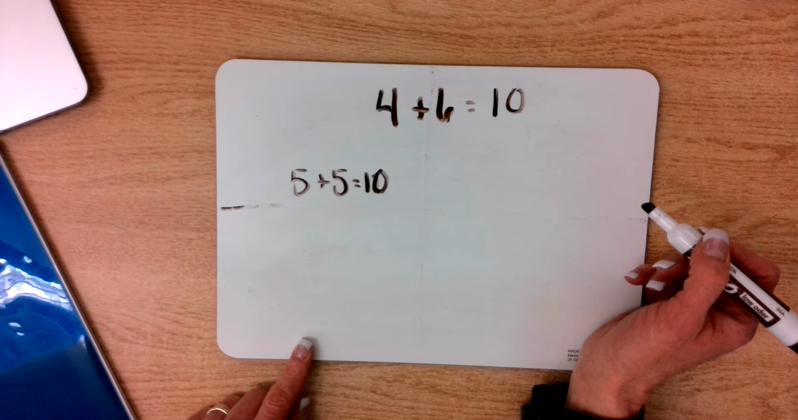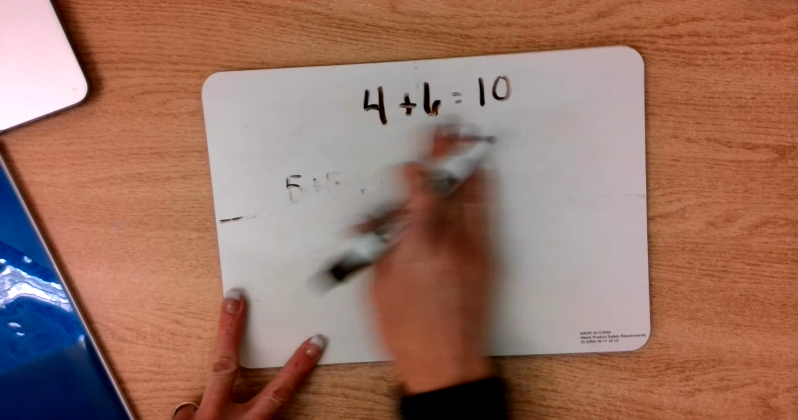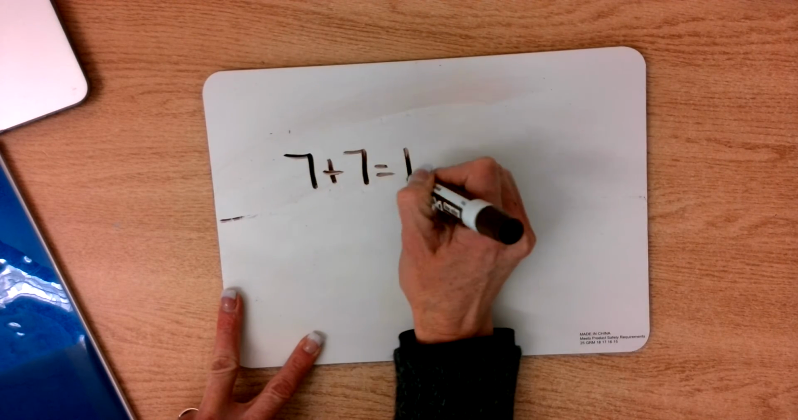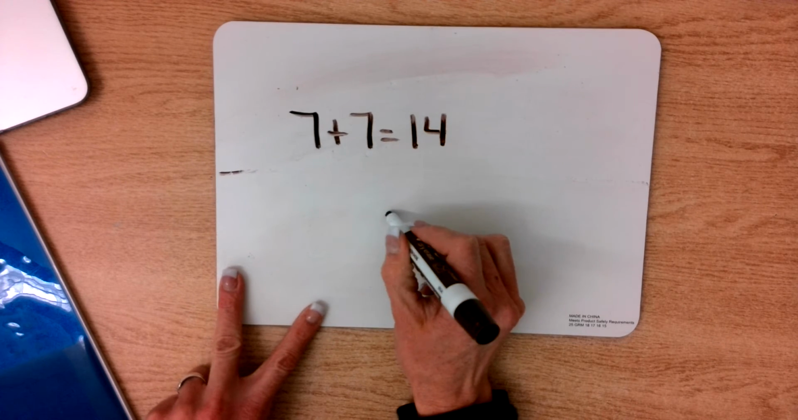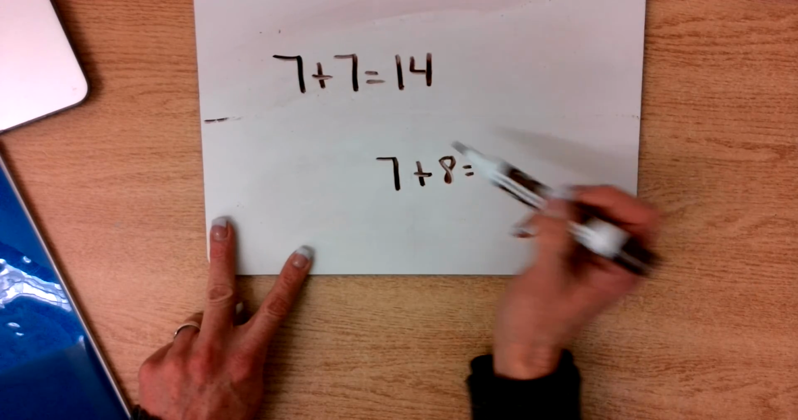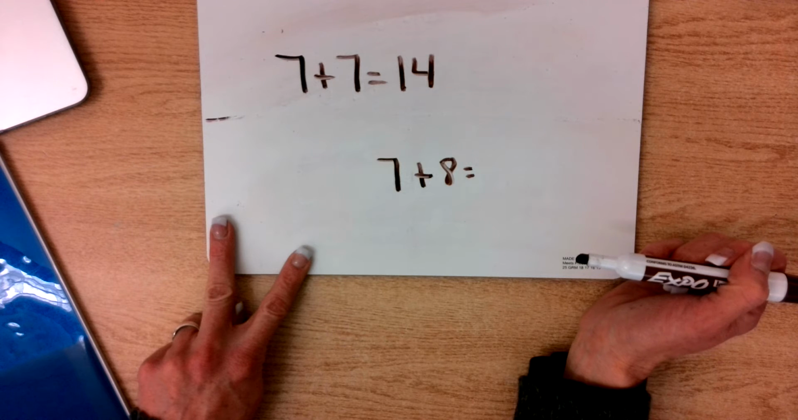See how that worked? Let's try another one. What if I know another double? Here's another double I know. I know 7 plus 7 equals 14. That's a fact I know. Here's a tricky fact. 7 plus 8. Now, I can use 7 plus 7 to figure out what 7 plus 8 is.